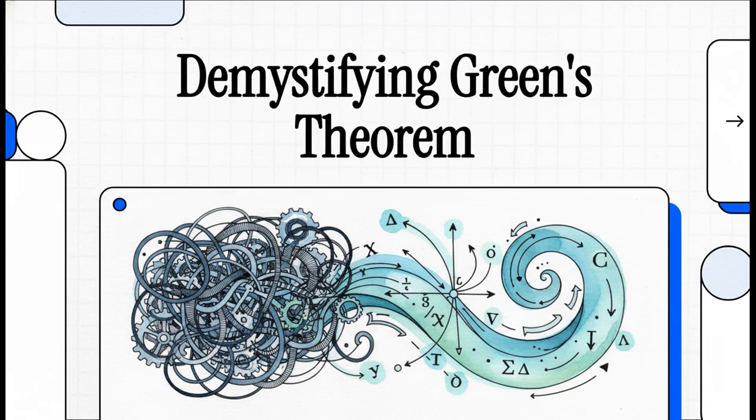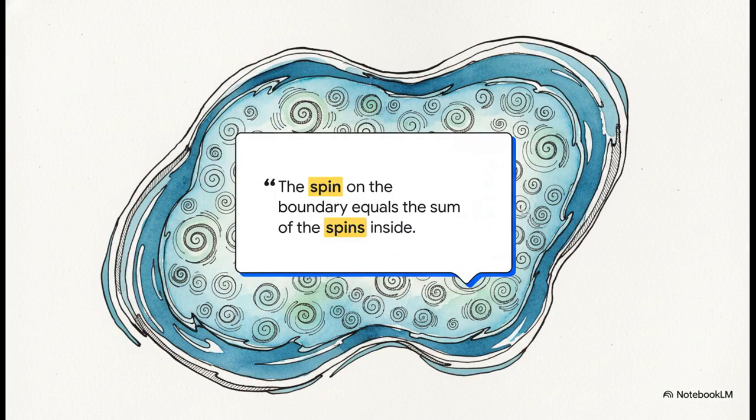All right, if you're in multivariable calculus, you know that some problems can be, well, a total slog. Today we're going to talk about one of the most powerful and honestly elegant shortcuts in your entire toolkit, Green's theorem. At its core, the whole theorem is built on this one, surprisingly simple idea.